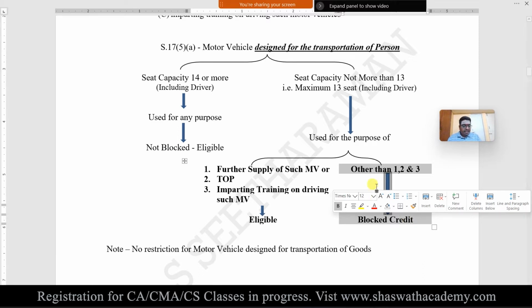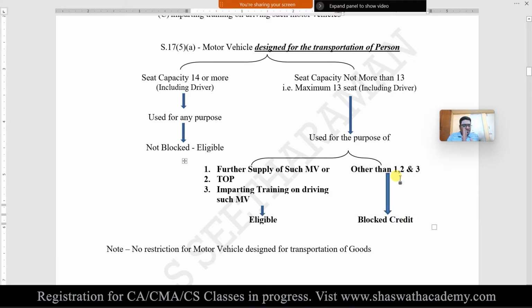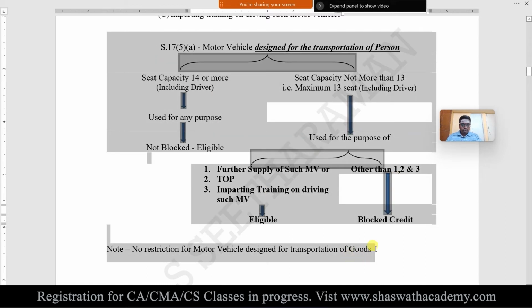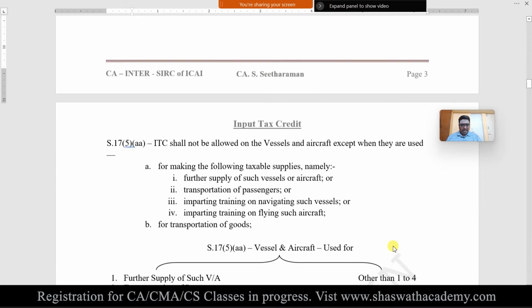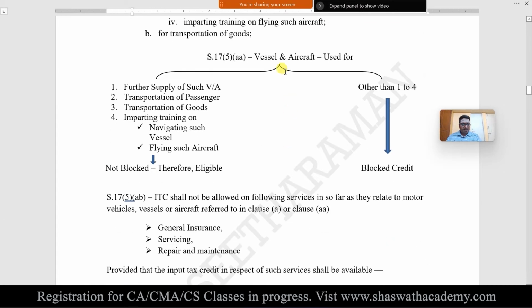Okay, meaning thereby when the original asset itself is blocked, you cannot enjoy the credit of support services. So this is applicable only for the vehicle and not for any other things. Just keep it at the back of your mind. That's a hint. I'm sure you guys are all comfortable with motor vehicle. I'm going for the next one. Same thing is logically applicable for vessel and aircraft.